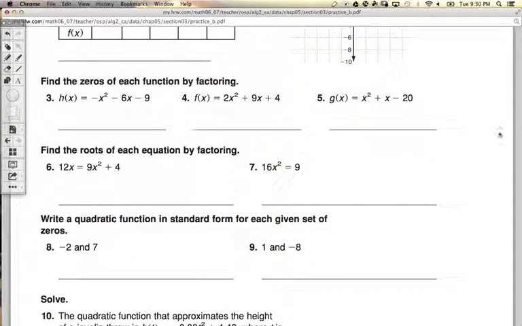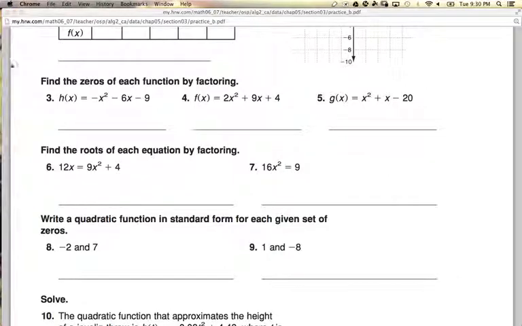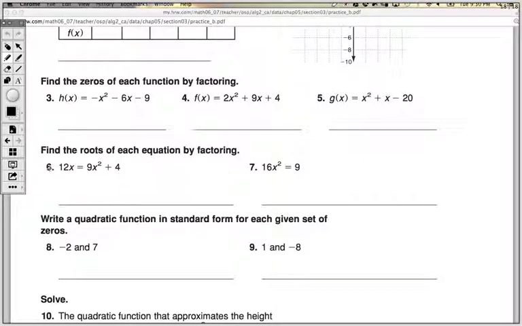All right, so let's look at the next things right here. It says find the roots of the equation by factoring. Okay, so let's see what we got going on. Let's do number 6, and we'll get all the way to number 9, and then we'll just kind of finish there. So let's look at number 6. It says 12x equals 9x squared plus 4. Now this would be easier if this was 0 over here.